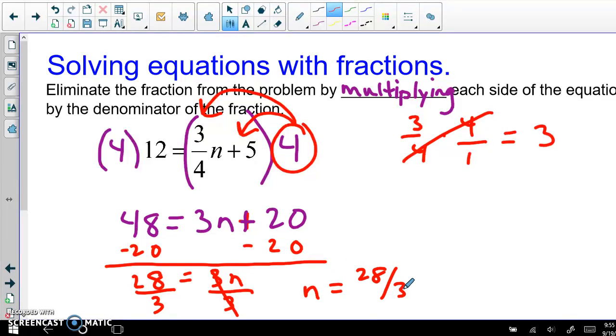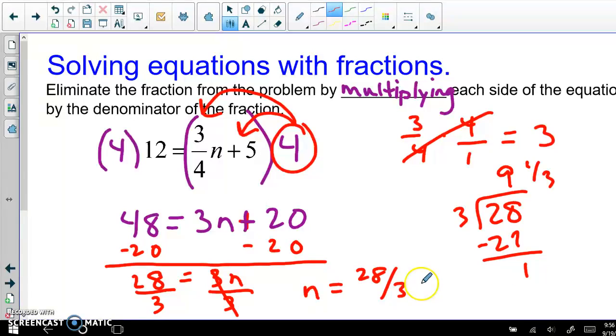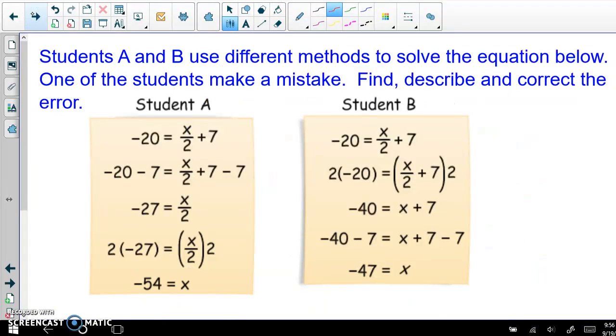But if I want to simplify this, I could make it a mixed number by taking 28 divided by 3. Well, I know that 9 times 3 is 27. 28 minus 27 is 1, so that gives me 1 left over. So this would be 9 1/3. I think you guys are getting it.